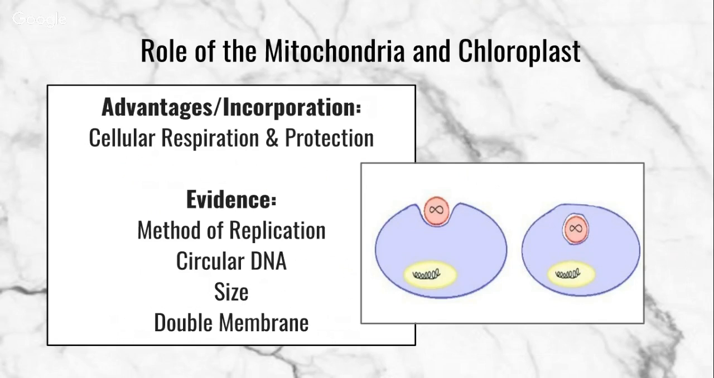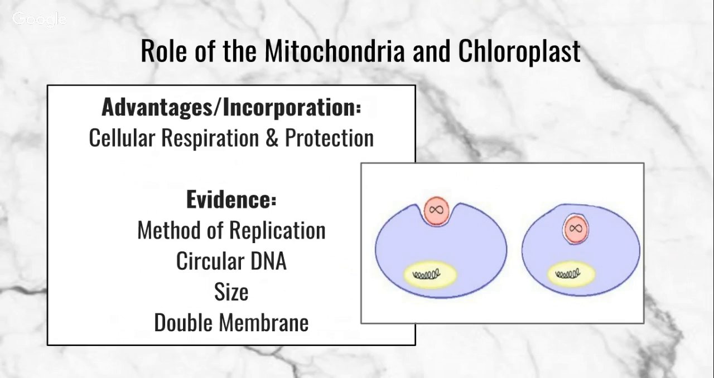Let's talk more about the role of the mitochondria and chloroplast in the evolution of the cell and why they provide evidence that the cell evolved this way. We talked a little bit about the advantages. Both offered cellular respiration, energy to the cell, and then the cell provided protection to both of these organelles. But the evidence begins with the method of replication.